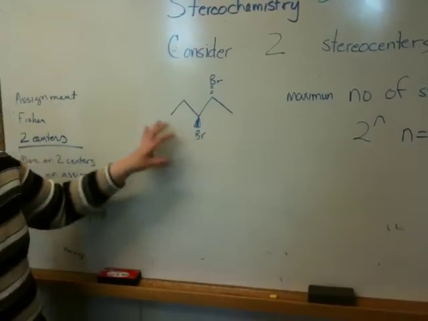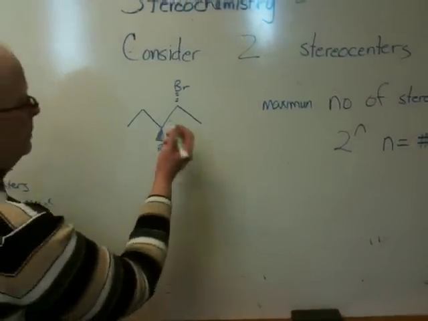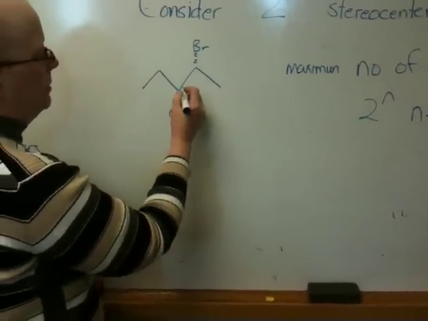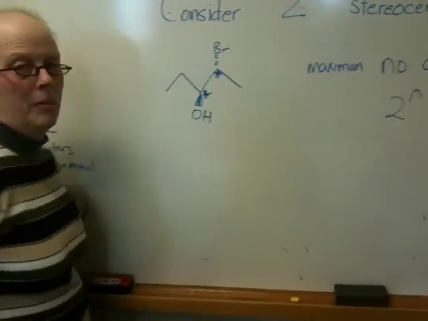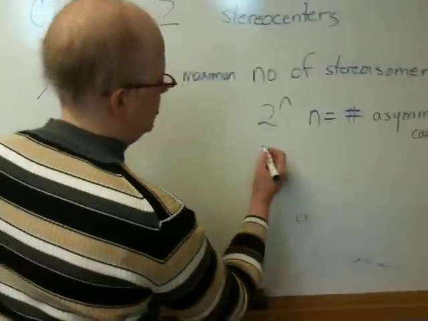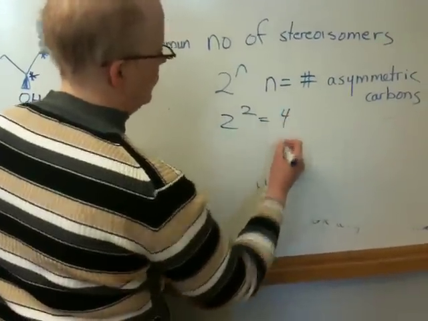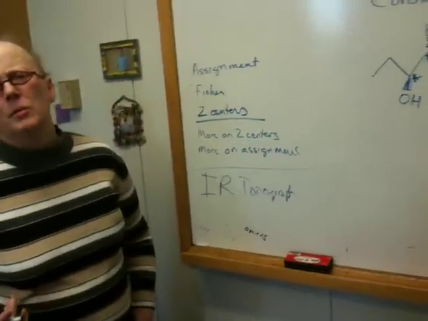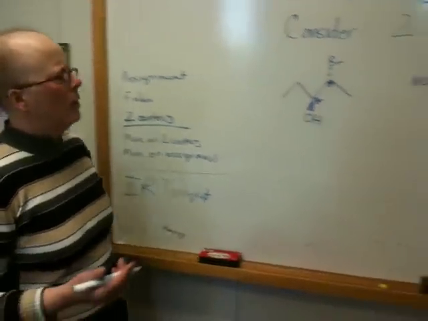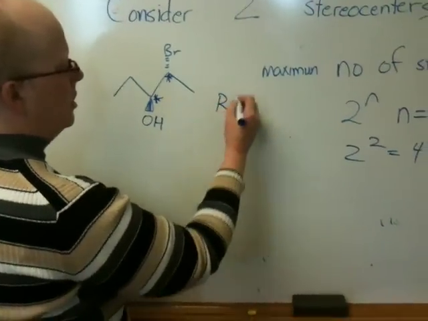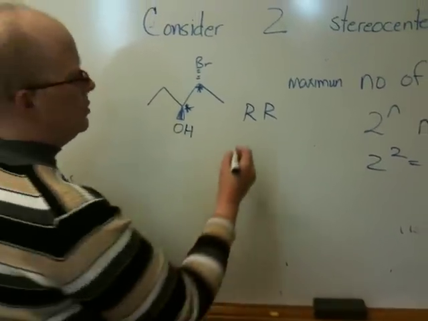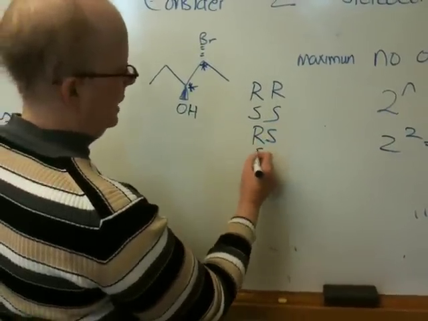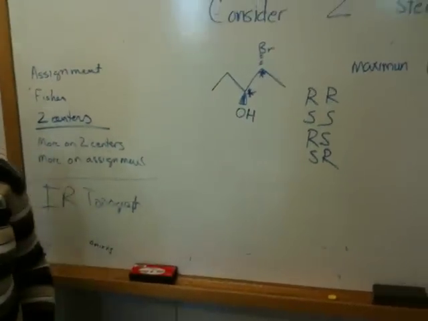So what would we expect in this case? Let me change it a little bit, I'll make it an OH. In this case, it's very simple. There appear to be 2 asymmetric carbons, so you would expect 2 to the 2, which is 4. So there should be 4 stereoisomers. What should these stereoisomers be, if you were plotting it out? Well, you should get an RR, an SS, an RS, and an SR. That's what we're going to try to generate in our drawings.